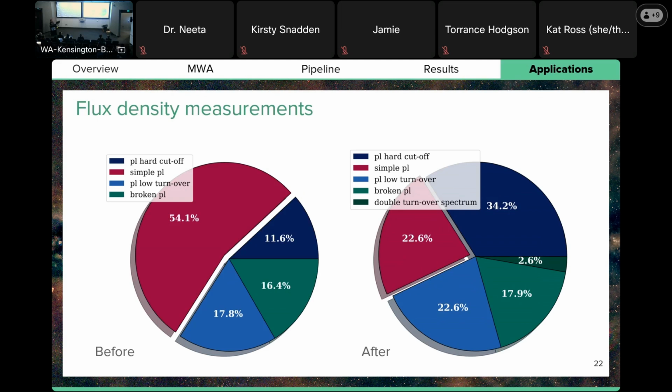So this is a great example of how low frequency information can actually help understand how the spectra of these sources evolve.